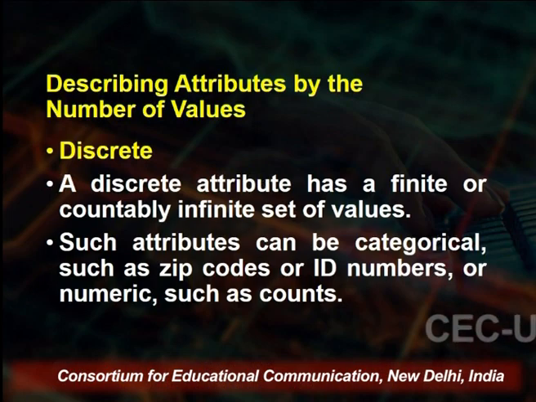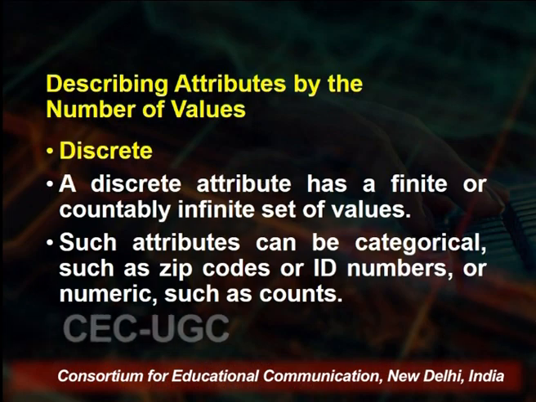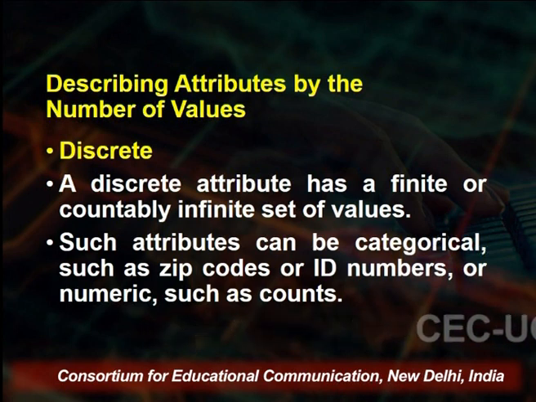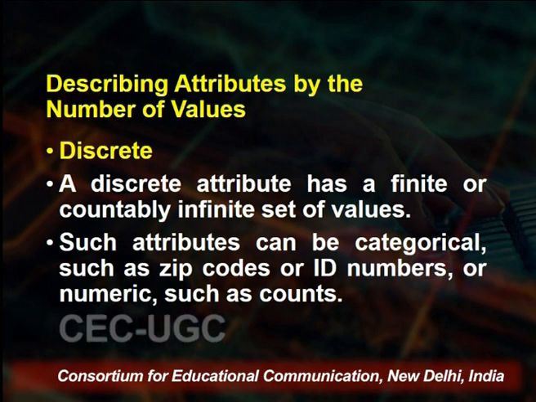Now, we have looked at the different types of attributes and we have seen the operations which are allowed with these attributes. Now, we also have to see how we can define the attributes by the number of values that they can have. Attributes can have single values or they can have continuous values. One type of attribute is known as a discrete attribute.